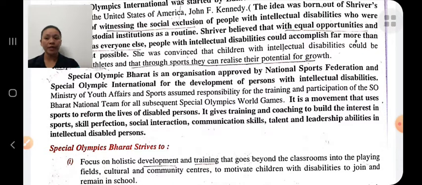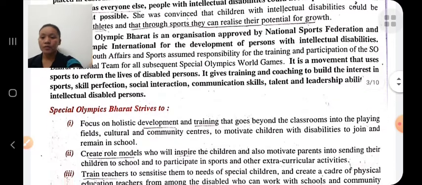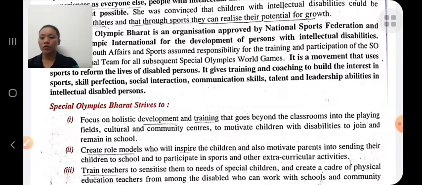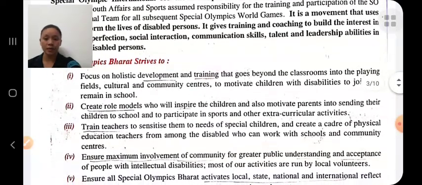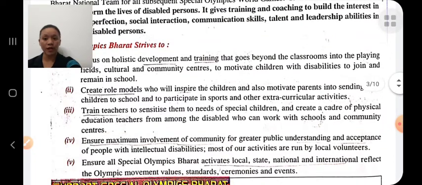They also give training to the coach so that they understand the needs of the disabled person and solve their problems, etc. Special Olympic Bharat focuses on holistic development. Their holistic development and training that goes beyond the classroom create role models so that they inspire and motivate others also. It trains the teachers so that they understand the disabled person and solve the problems of the divyang.